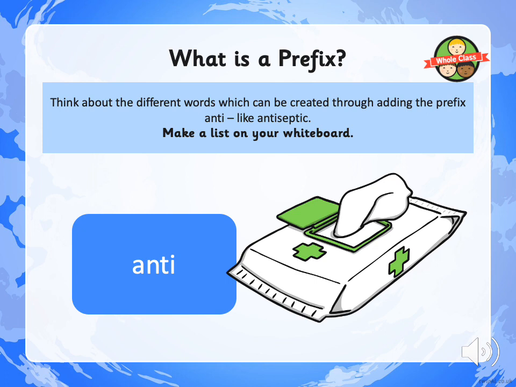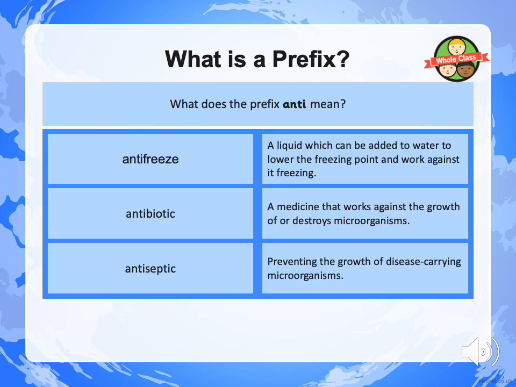Let's think about as many words as we can that use the word anti. Bit trickier this week. See if you can think of any, and I'll give you a few examples on the next slide. You could have come up with antifreeze. So antifreeze is a liquid which can be added to water to lower the freezing point and work against it freezing. We often put antifreeze in the windscreen wiper solution in our cars in winter to stop the windscreen freezing. Antibiotic, a medicine that works against the growth of or destroys microorganisms. And antiseptic, preventing the growth of disease-carrying microorganisms.